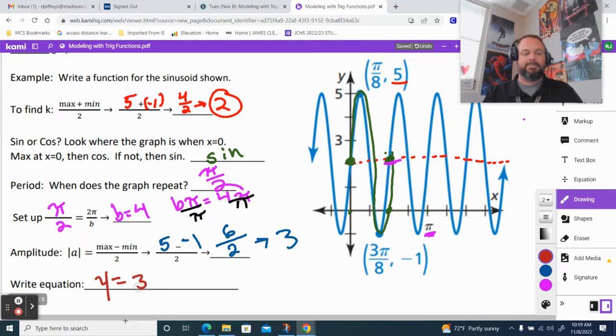3. It's a sine. What is our B? 4. And then the X goes there. What's our K? 2. That's it.